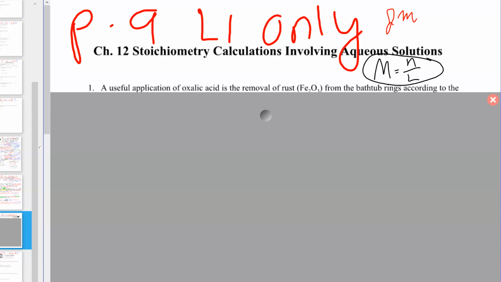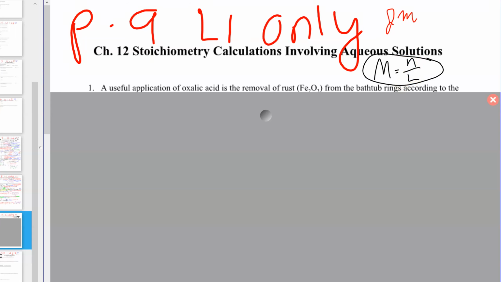It's time to go over Chapter 12 homework, page 9. We're going to be looking at stoichiometry calculations involving aqueous solutions. Remember, M equals n over L. That means the molarity, the concentration, is equal to the number of moles over the volume in liters.